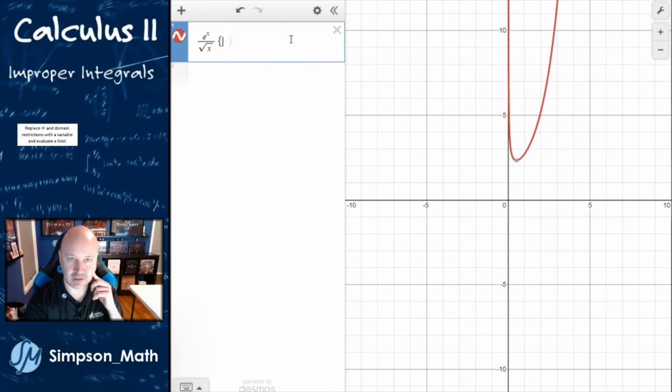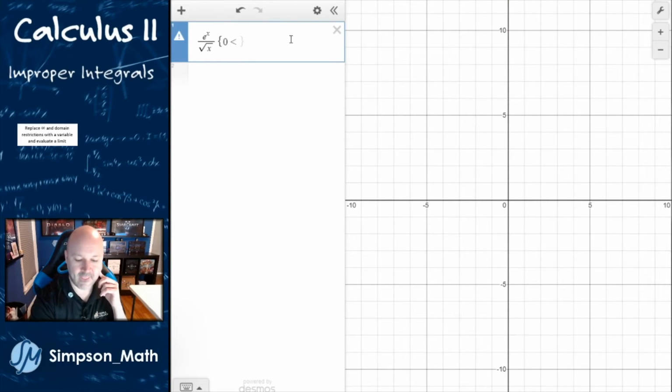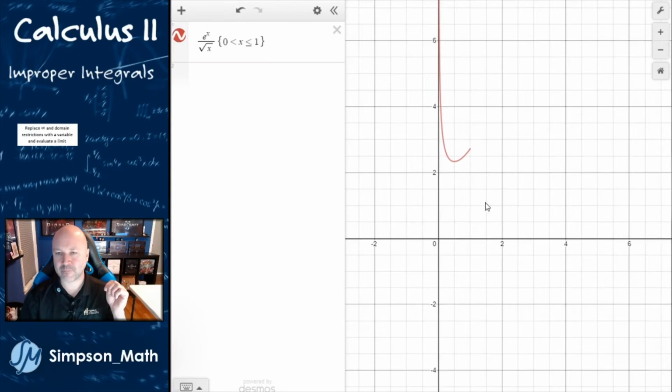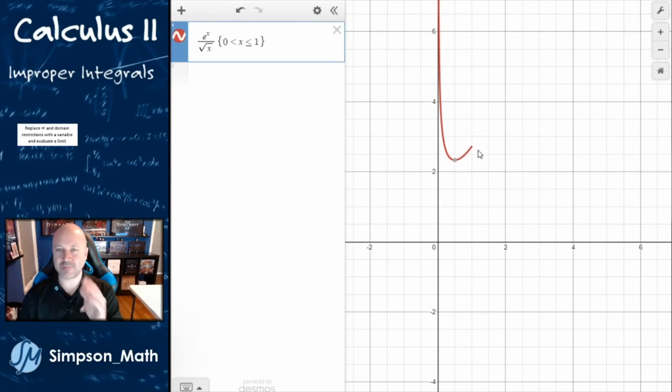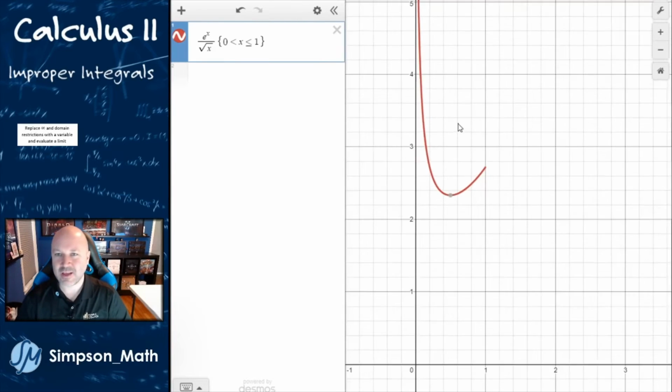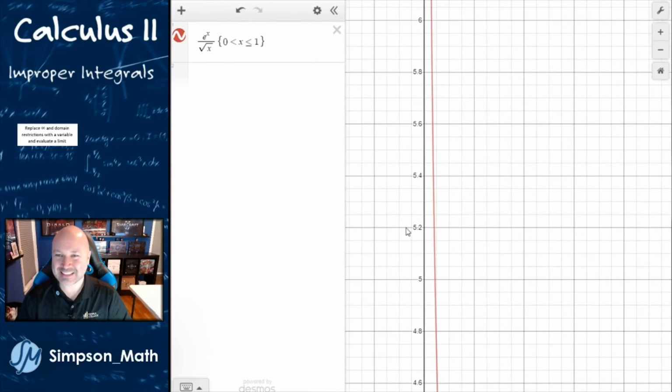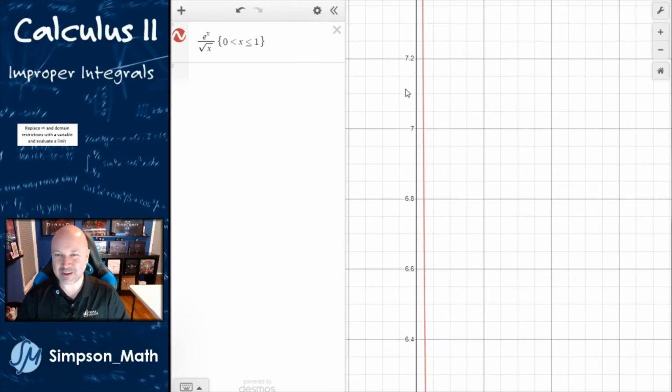So I'm going to say my domain is from 0 and 1. Less than or equal to 1, I guess. That's a funky looking function. So yeah, this clearly has some area, but then we're trying to add up that area that's hard to show. This little bit in here, this little bit, this little bit. I mean, it goes all the way up.